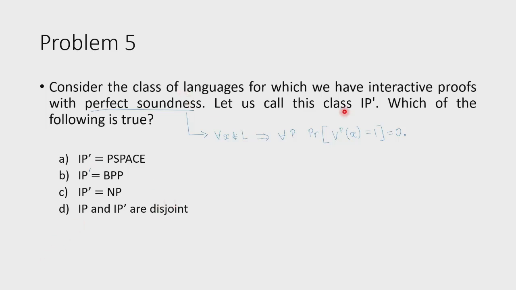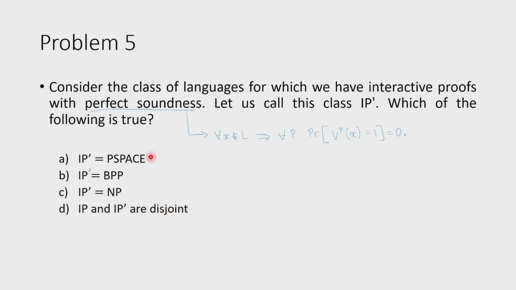Okay, first of all, what can we say about IP prime? Can we say that IP and IP prime are disjoint, or can we rule this out? I don't think so. The completeness condition for IP and IP prime are the same, right? Now notice that the soundness condition for IP prime implies the soundness condition for IP. So IP prime has to be a subset of IP. So this option, D, we can directly rule out.